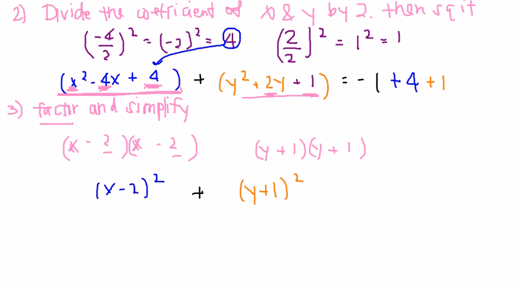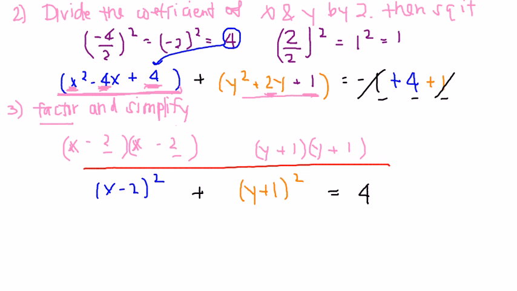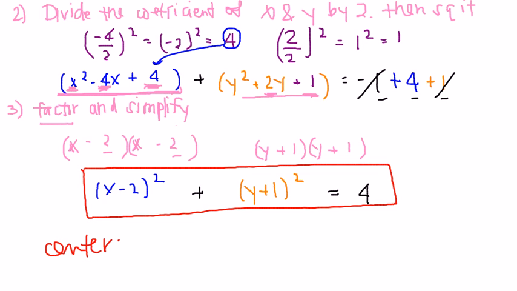And the right side, I'm supposed to simplify that. So negative 1 plus 4 plus 1. Well, the negative 1 and the plus 1 cancel out, so we just get 4. So therefore, this is exactly like the equation of a circle, where my center is at positive 2, comma negative 1. Remember, it's the opposite sign. And my radius is the square root of this number, so my radius is 2.